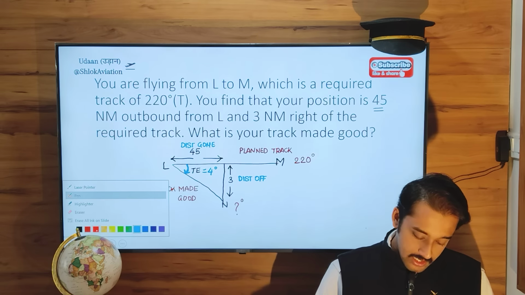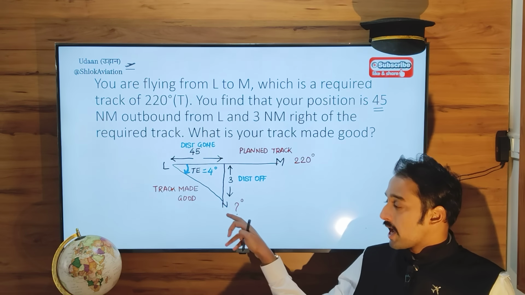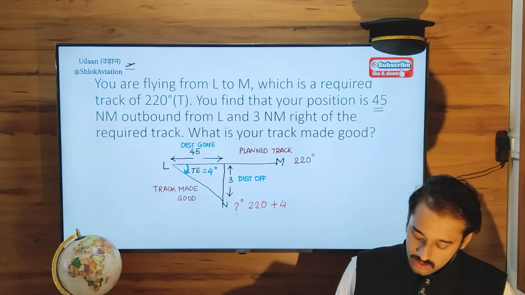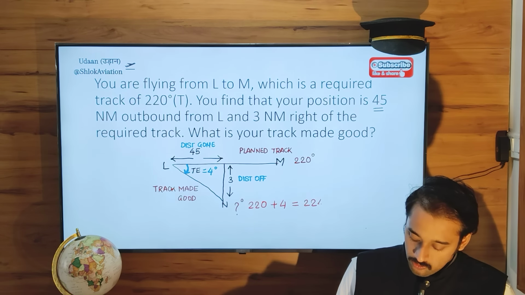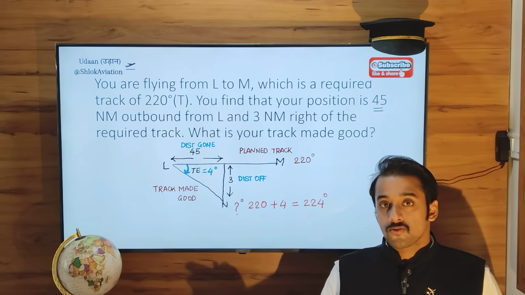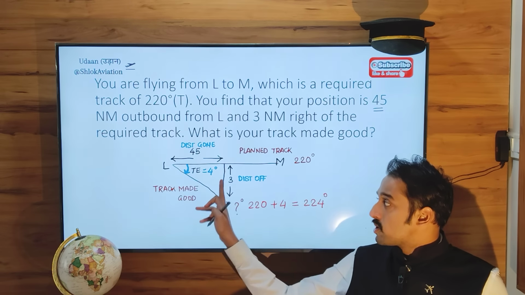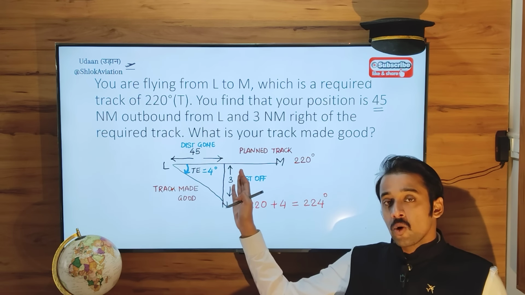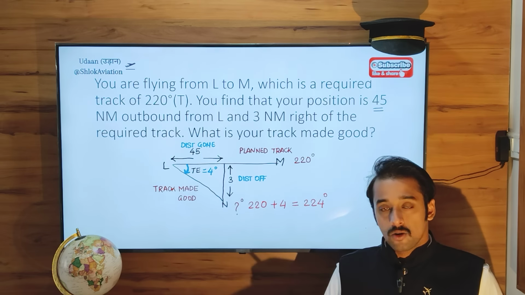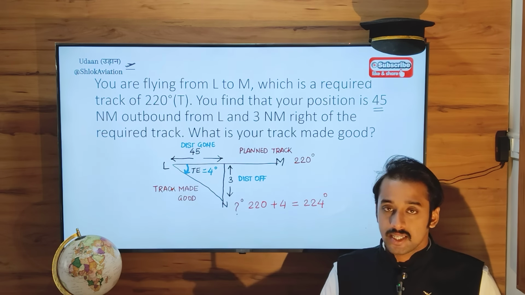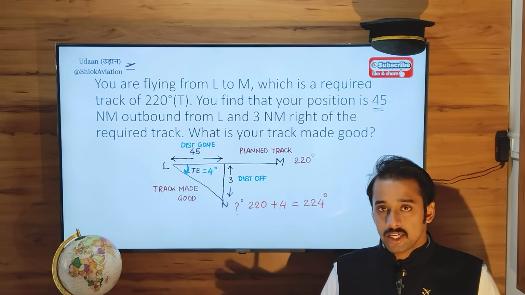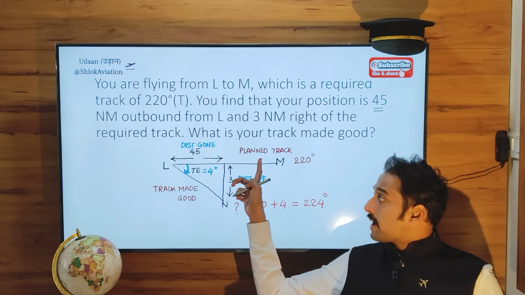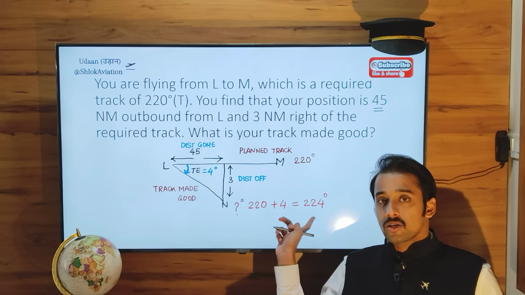Now your planned track is how much? 220 degrees. So your track made good direction will be 220 plus 4, which is 224 degrees. Why? The track made good is to the right hand side of the original track or planned track, required track, right? So when you go to the right hand side, your directions increase. Going right hand side or clockwise, directions increase. Going left side or anti-clockwise, directions decrease. And therefore, we have added 4 degrees track error to a planned track of direction 220 and obtained 224.